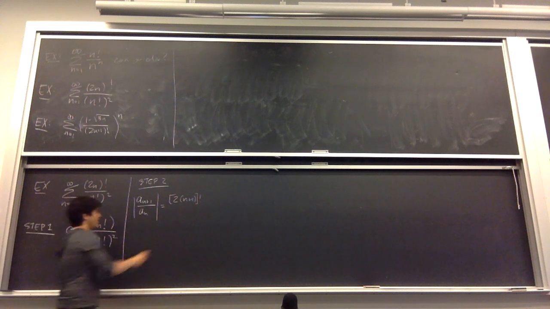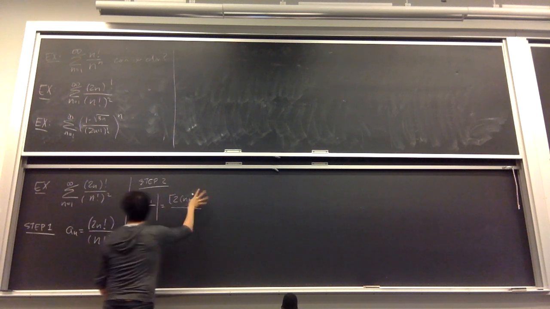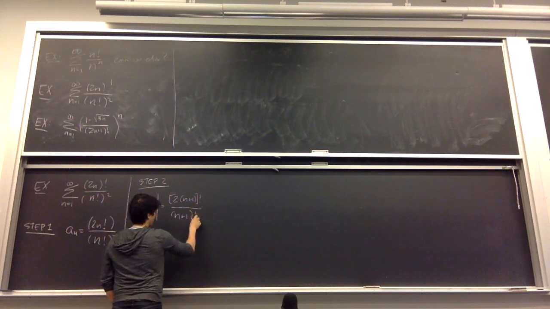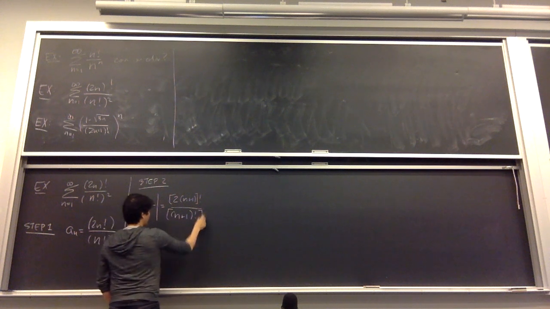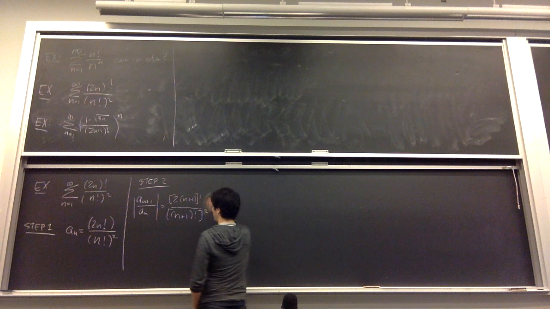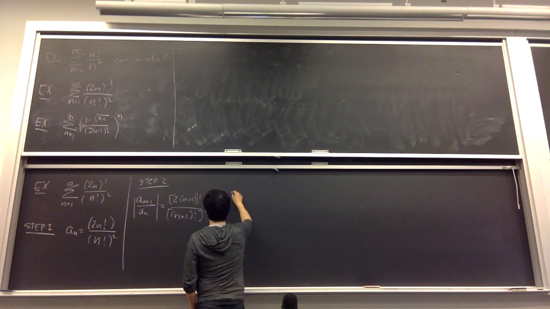Okay, (2n+1) factorial over (n+1) factorial squared, multiplied by just the reciprocal of this, which is n factorial squared over (2n) factorial.